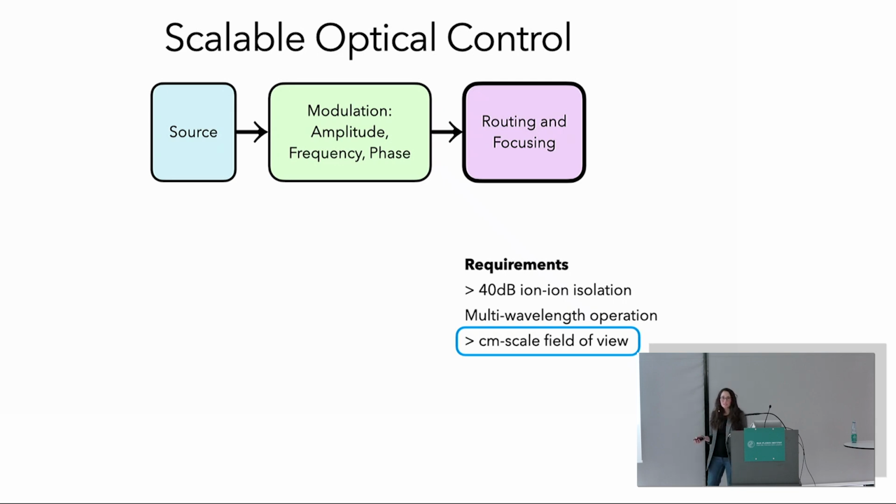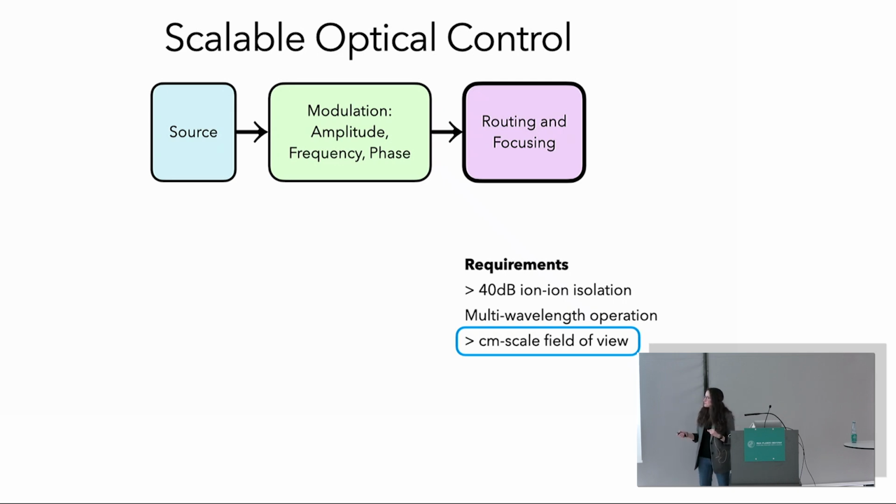So let's say we can make the light, let's say that we can modulate the light. How do we get that light to the ions? And as I've said before, the ions are very particular, so we want to keep them very far away from any dielectrics or weird materials. And so we're going to need some sort of free space control over the spatial extent of the beams. And the specifications that we need are larger than 40 dB ion isolation if we want to control individual ions at a time, more or less at least.